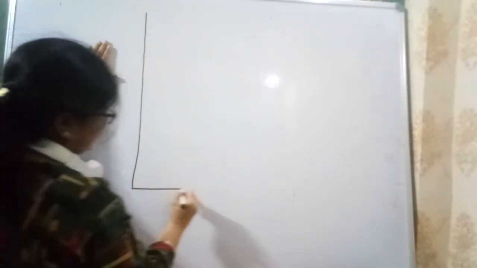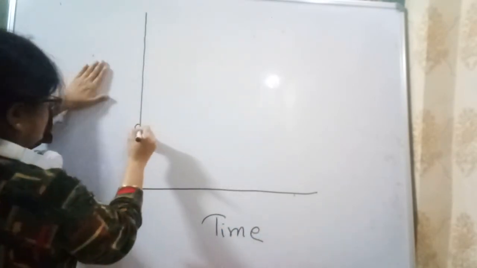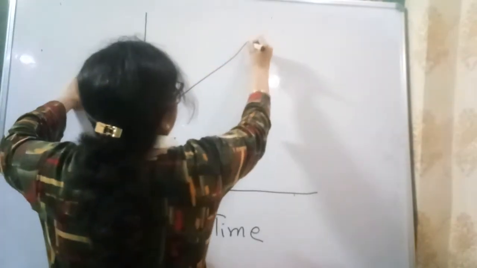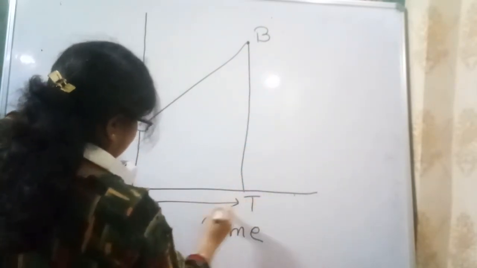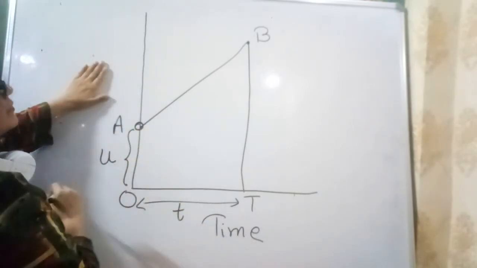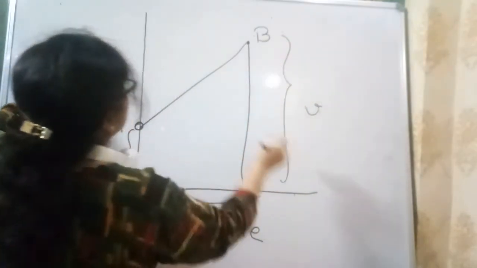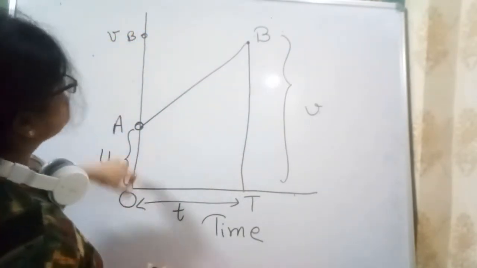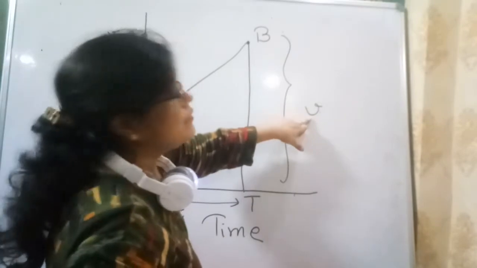This is our diagram. This is time. This is the point A. This is O. After some time it reaches B. And this is time T. And here this distance is T. This distance is U. Clear? And this whole distance is V. Why is it V? Because this is B. At this point we have B. That means OB is equal to BT. That's why if this is whole V, then this is also whole V.